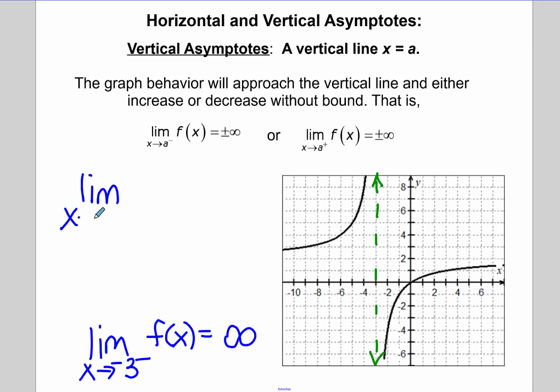The y values are going down. Okay, so we can use limit notation. And this is our vertical asymptote. Our a value is -3.